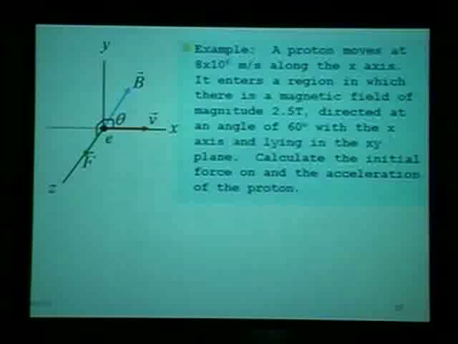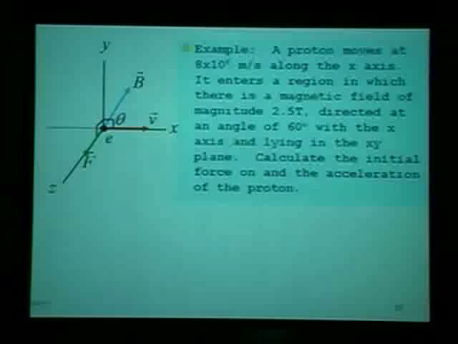So let's try this out. A proton moves at 8 times 10 to the 6 meters per second along the x-axis, and enters a region in which there is a magnetic field of 2.5 Tesla directed at an angle of 60 degrees with the x-axis, aligned in the xy plane. So we have this proton moving in the x direction with this velocity, and there's a magnetic field at a 60-degree angle going up like this. Calculate the initial force on and the acceleration of the proton.